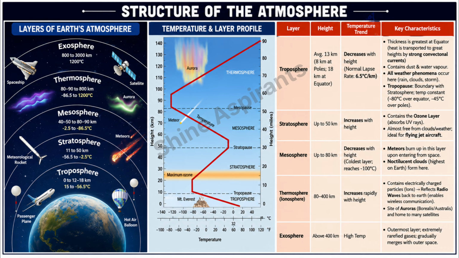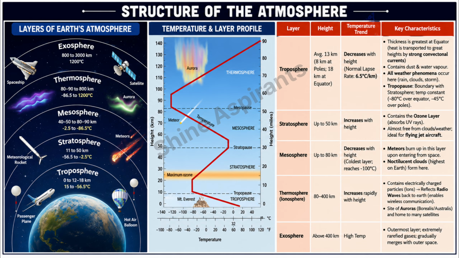Layer 2, Stratosphere. Height up to 50 kilometers. Temperature trend increases with height because the ozone layer absorbs UV rays and releases heat. Key characteristics. Contains the ozone layer which absorbs UV rays. Almost free from clouds and weather, ideal for flying jet aircraft. Stratopause marks boundary with Mesosphere.